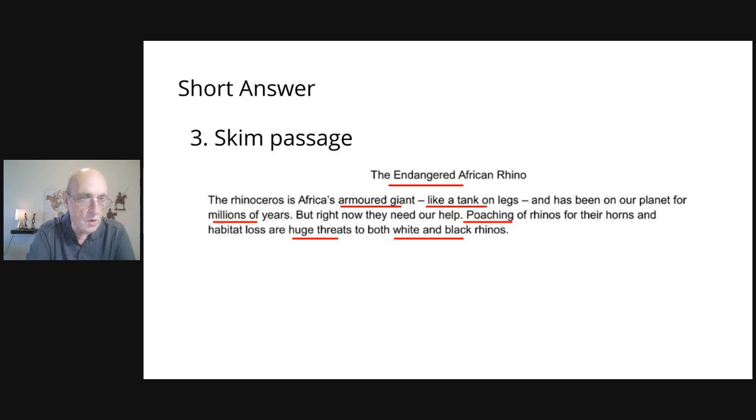And then as you go and look for the answers for individual questions, you're only scanning. And scanning means you're only looking at the words that you've underlined and marked as being important information. So you skim the passage once, and then you scan the words that you've marked during your skimming process as you answer each individual question.